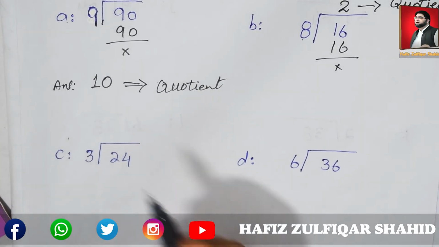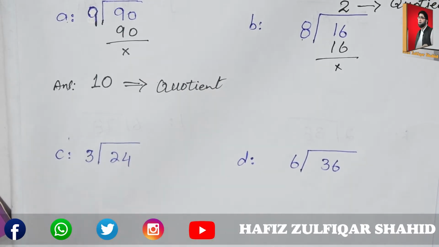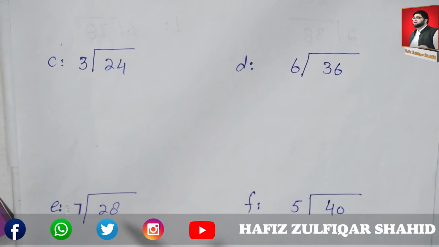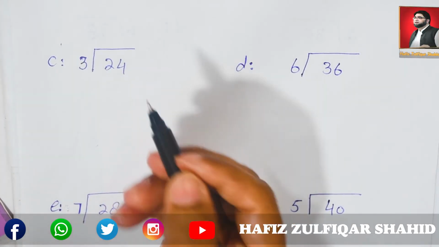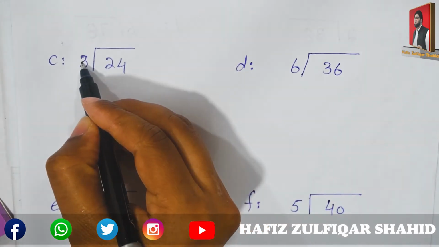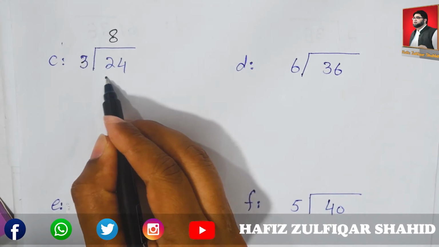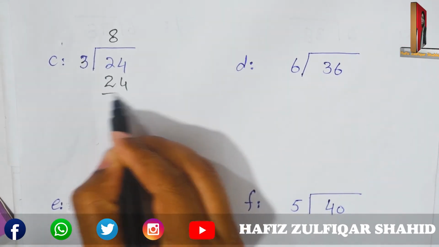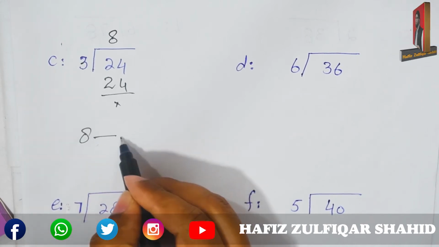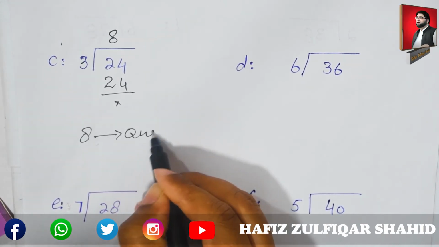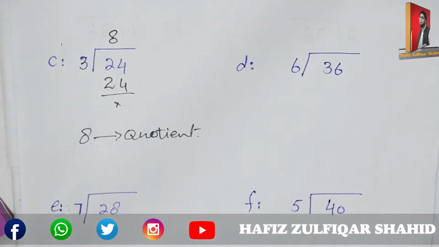Let's solve the next C part. 24 is divided in threes. Three 8 times is 24. Here 8 is our quotient.